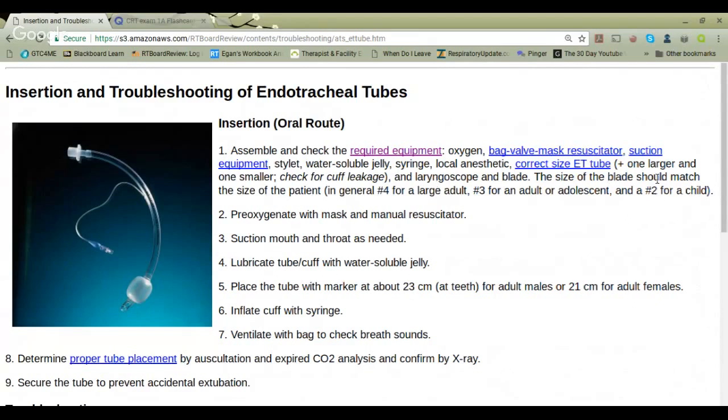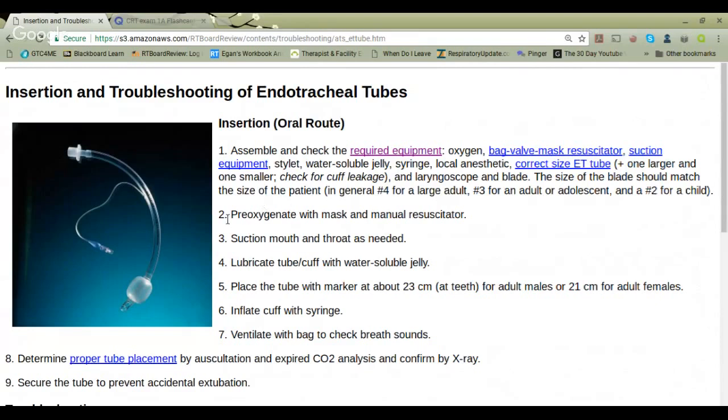The size of the blade should match the size of the patient. In general, blade size number 4 is for a large adult. Blade size number 3 is for an adult or an adolescent, average adult. And a blade size number 2 is for a child.